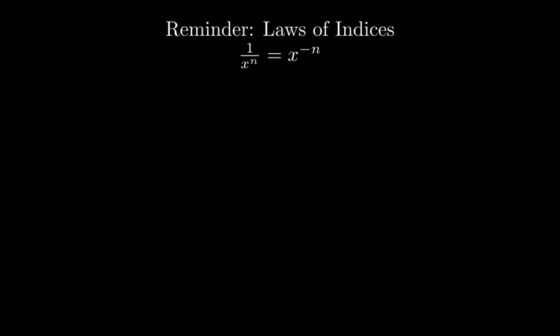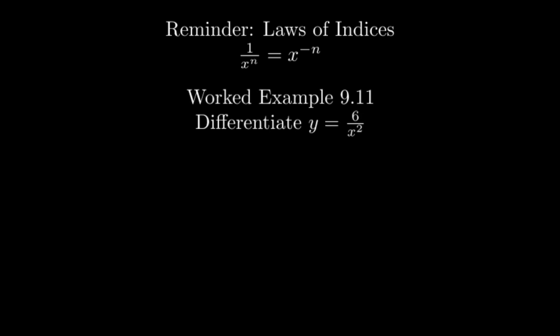A crucial skill in differentiation is recognizing when a function needs to be rewritten before you can apply the rules. The power rule, f of x equals ax to the n, is our main tool for now. So if a function isn't in this format, we have to use algebra to get it there. This often involves using the laws of indices. Remember, for instance, that 1 over x to the n is the same as x to the power of negative n.